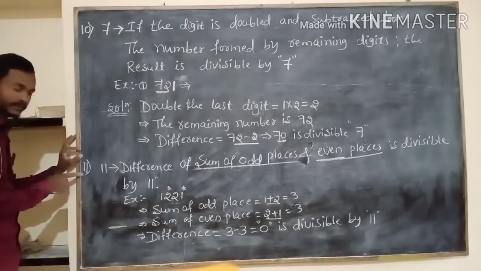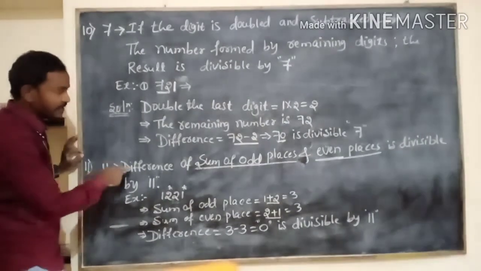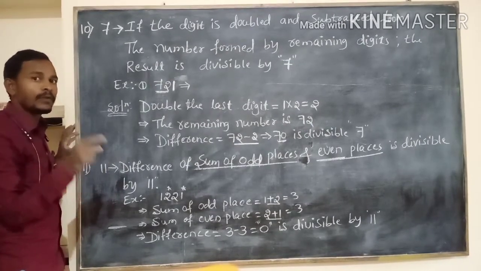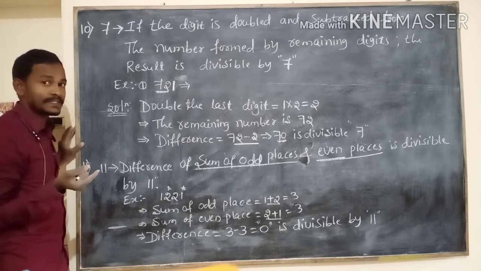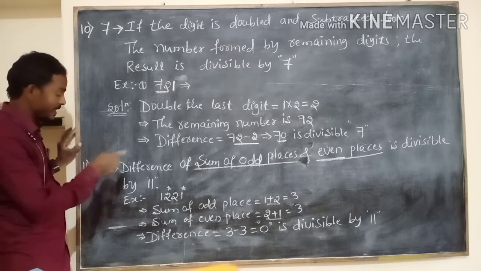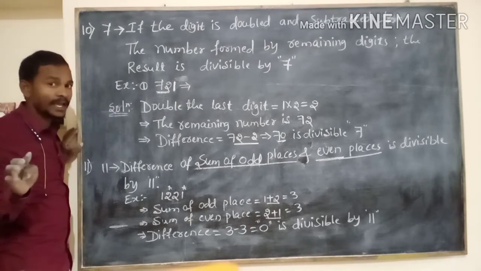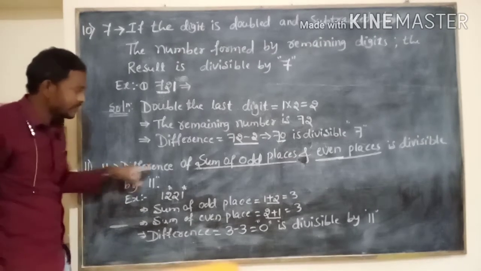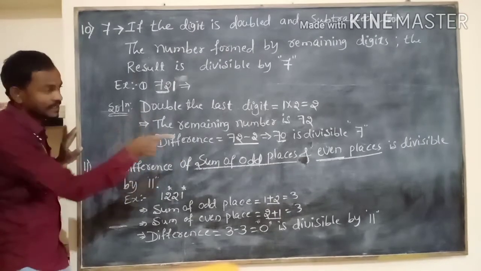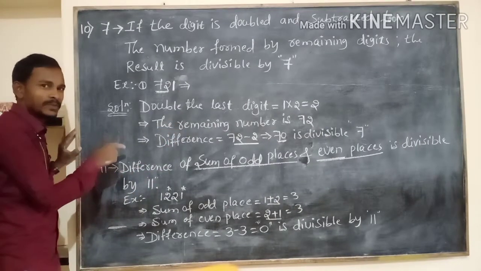Next one is divisibility by 11. What does it say? If the difference of the sum of odd places and the sum of even places is divisible by 11, then the given number is completely divisible by 11.